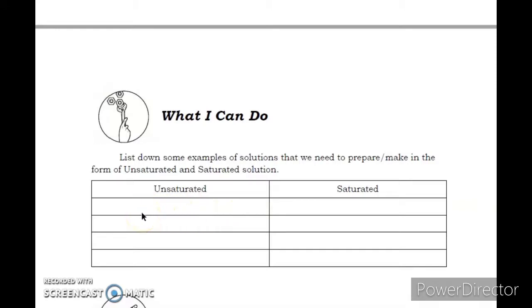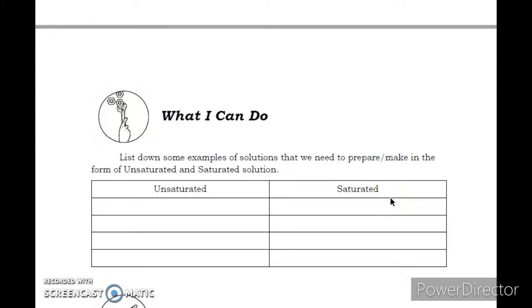Say for example, iced coffee, unsaturated. Kasi pag natunaw ang yelo ng mixture, probably tatabang siya. So, can be unsaturated solution. For the saturated, I think, if let's say for example, we're going to add 10 tablespoons of sugar in a coffee mixture. So, that is saturated.